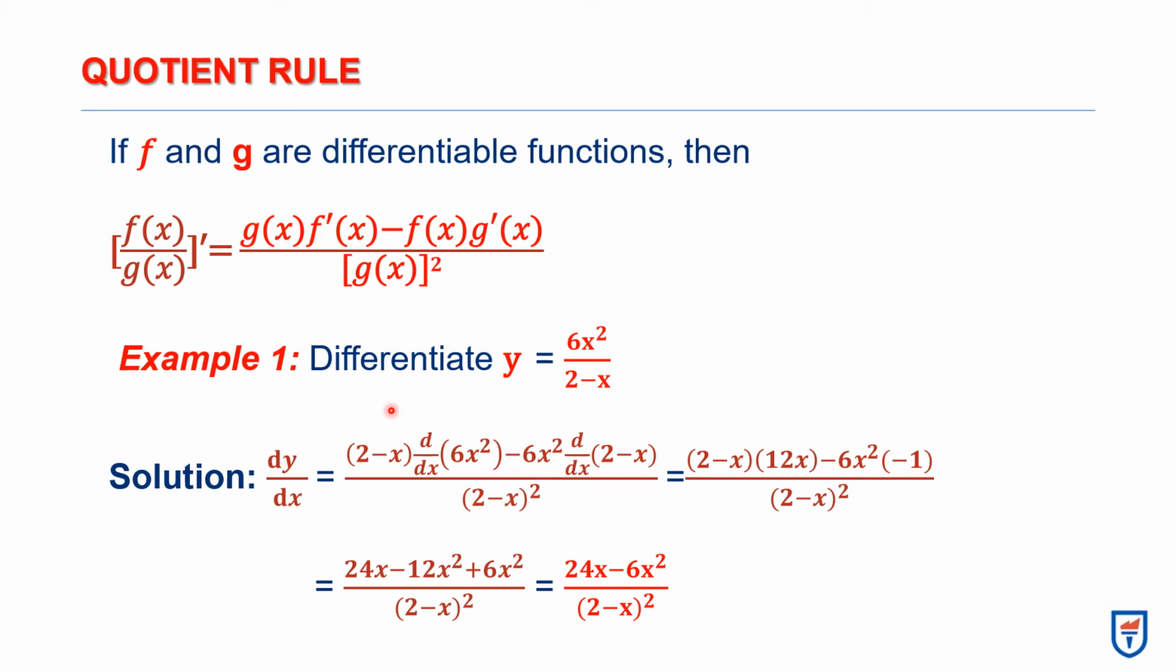For example, we have the equation that is saying differentiate y is equal to 6x squared divided by x minus 2. So we can label these two functions, the one in the numerator is our f(x) and the one in the denominator is our g(x).